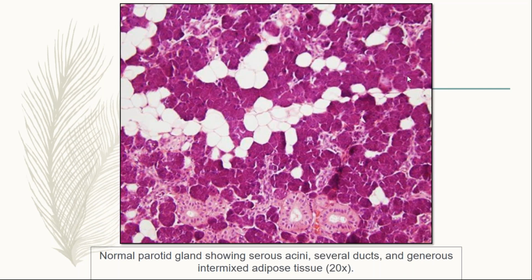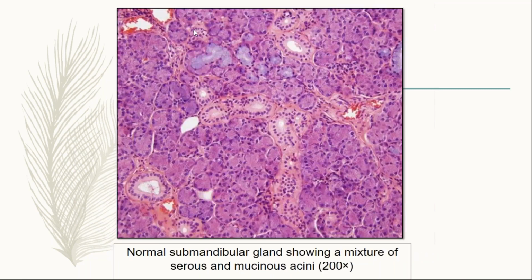This is the normal parotid gland showing serous acini, and these are the ducts. So this is normal histology. These are the salivary gland acini, and these are the ducts, and in between they are admixed with adipose tissue. And this is a submandibular gland, which consists of both serous and mucinous acini. These are the serous and this is the mucinous component.